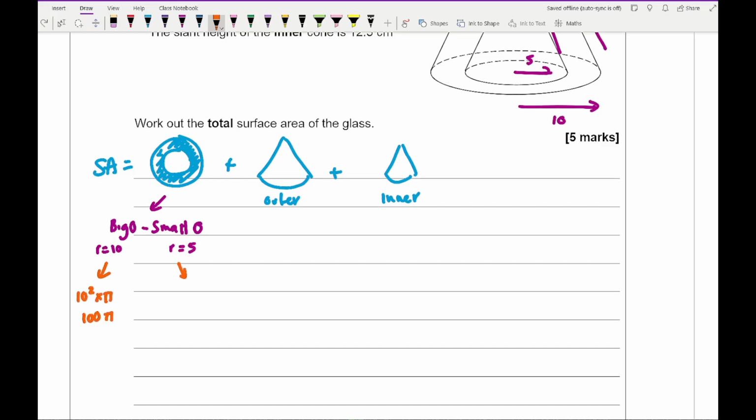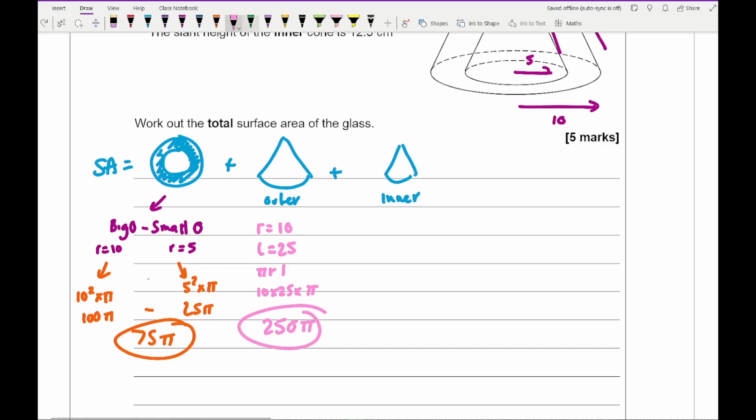For the small one, that's going to be 5 squared times pi, which is 25 pi. Subtract the 2, and that comes up to a total of 75 pi. Then for the outer, that's got a radius of 10 and an L of 25. So using the formula pi r L, that's going to be 10 times 25 times pi, so that's going to be 250 pi. And then for the inner cone, that's got an r of 5, an L of 12.5, so that's going to be 5 multiplied by 12.5 multiplied by pi, which comes up to 62.5 pi.